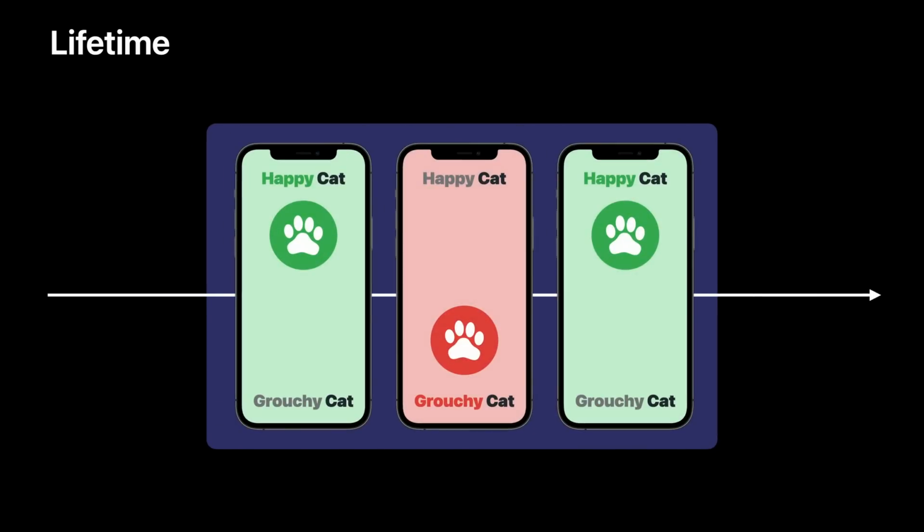Just like Theseus can be in different states at different moments in time, our views are also in different states throughout their lifetime. Every single state is a different value for our view. Identity connects these different values as a single entity, a view, over time.